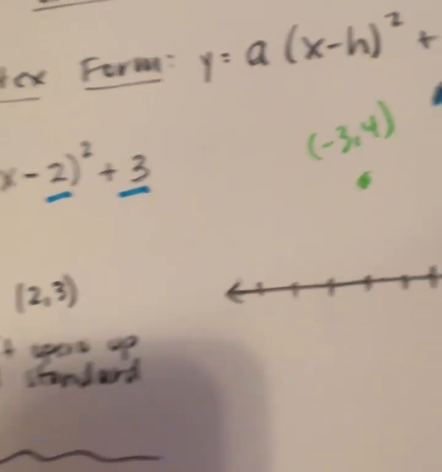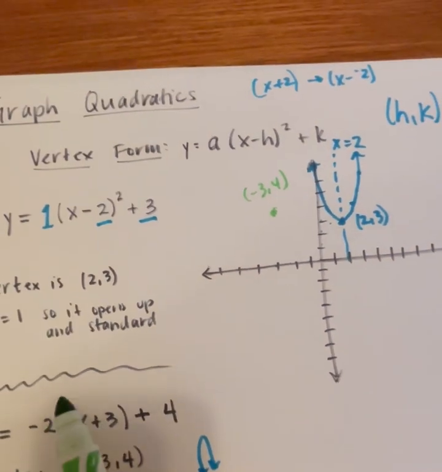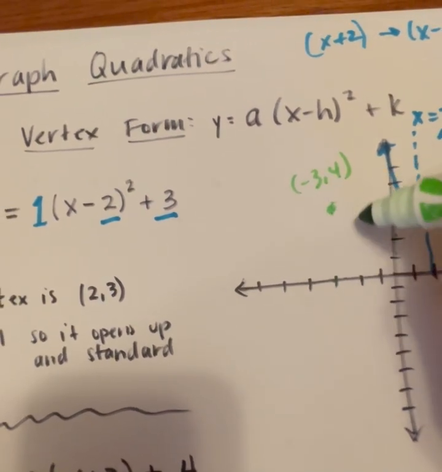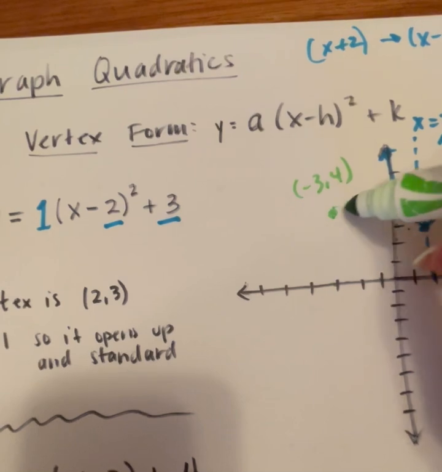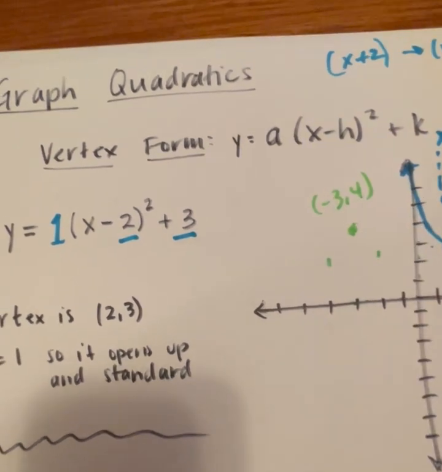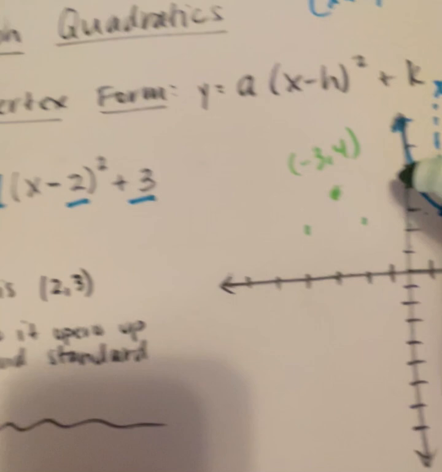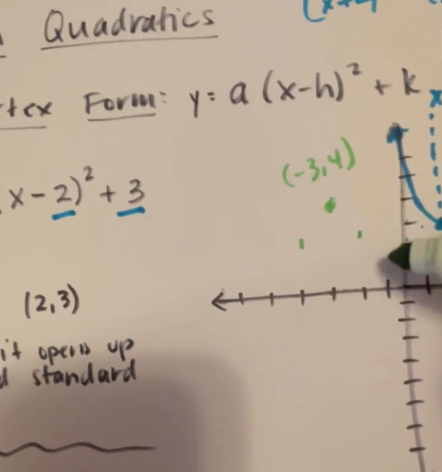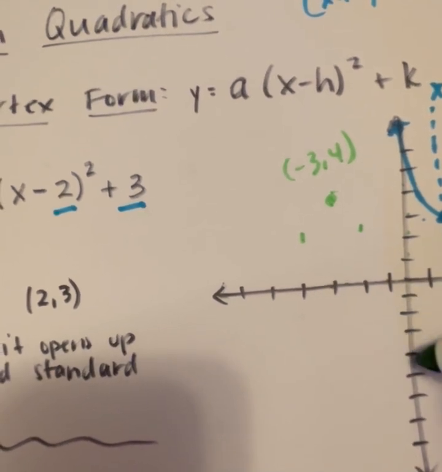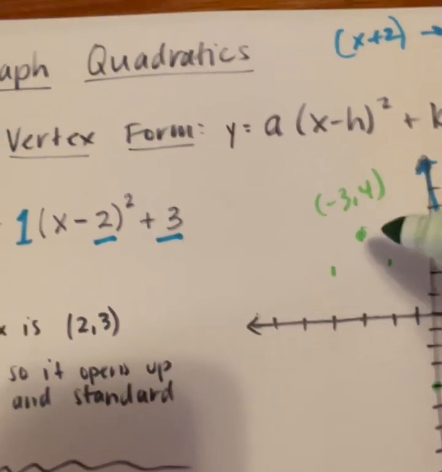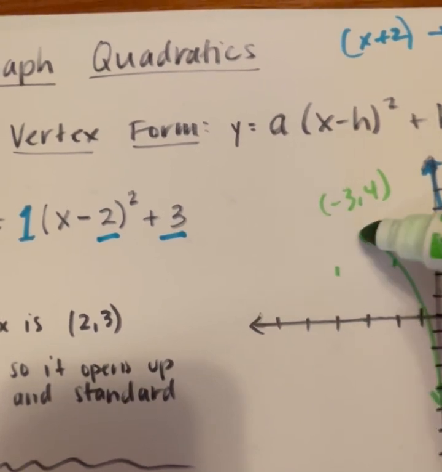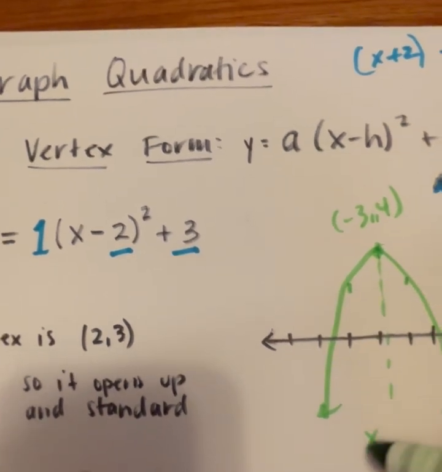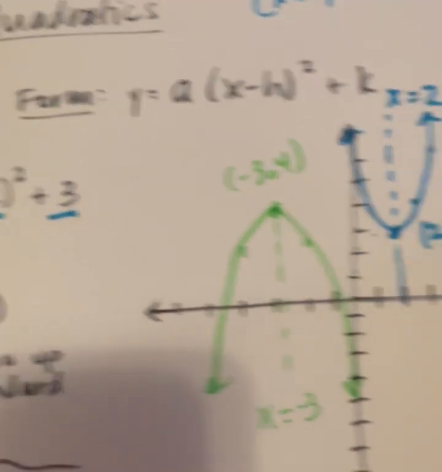I'm imagining it opening down, right? Now, because I have a 2 in front, it's going to accentuate it. So if I go 1 to the left and 1 to the right, instead of going vertically 1, I'll go vertically 2. And then if I went 2 over, I would go vertically 8, because it's 4 normally, and then times 2 in front makes it go down 8. So here's 4, 1, 2, 3, 4. And then right through here, x equals negative 3 is my axis of symmetry.